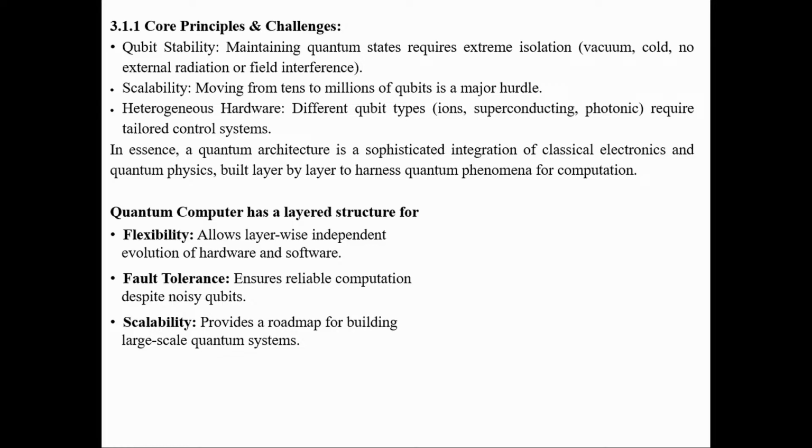Suppose for evolution, such a layered structure is there. Suppose hardware technology is improved, then you disturb this layer only. You enhance the hardware in this layer. When it is in a layered form, it won't affect or add noise to the other layers. And for scalability also, it gives a roadmap. You can go on expanding if it is in the layered form.